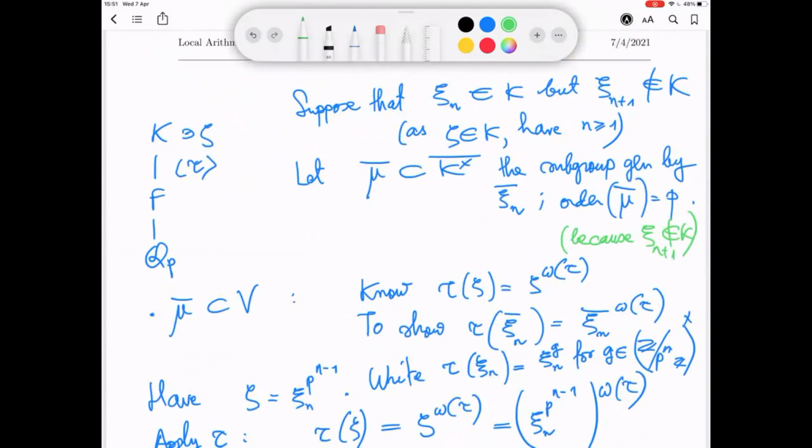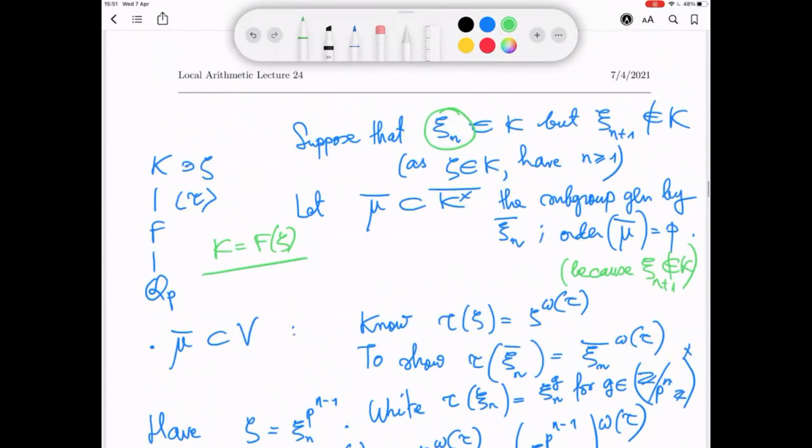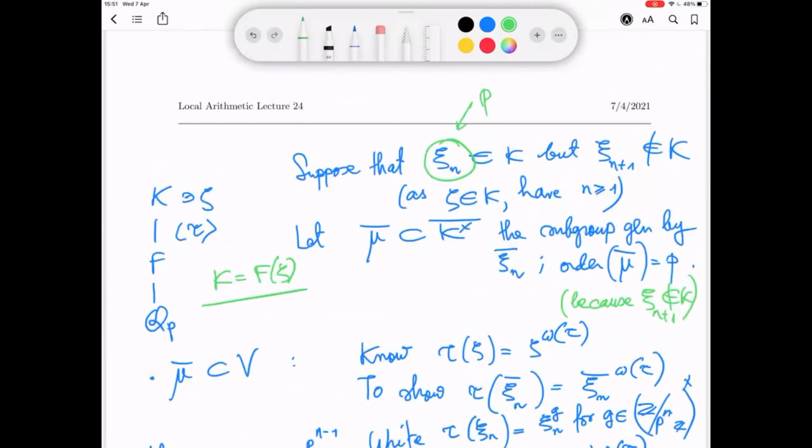Okay. So the next thing I want to prove is that it may happen. See, K has been defined, K has been obtained from F by just adjoining a primitive pth root of unity. But it may contain a primitive p to the nth root of 1. That may happen.